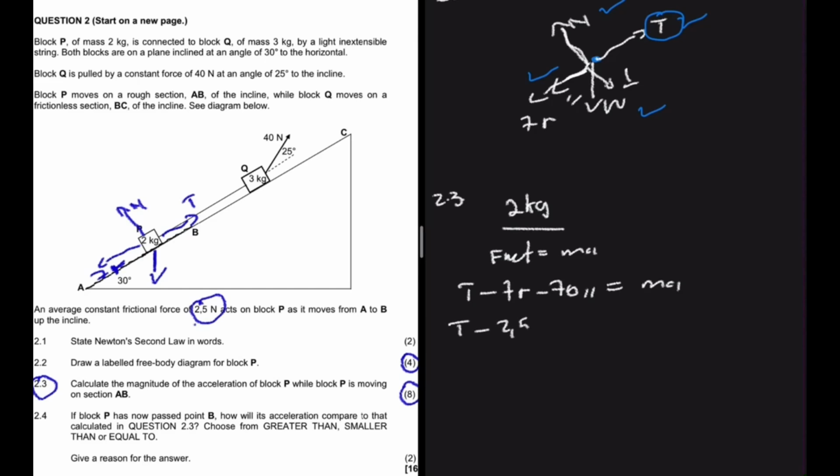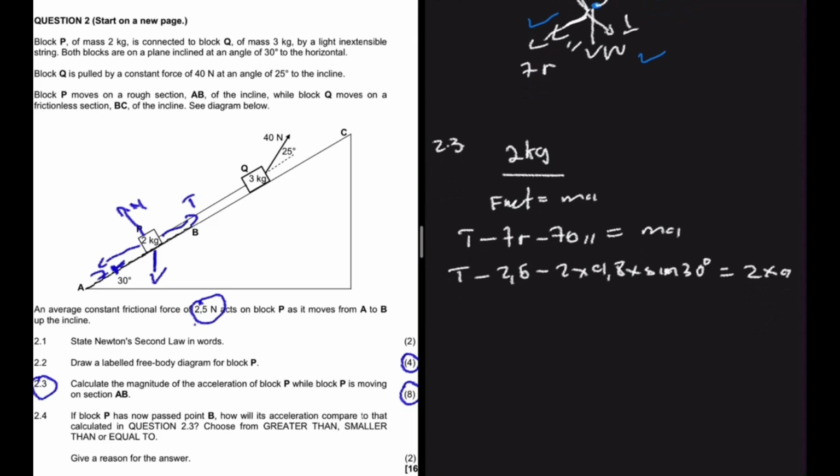So 2.5 and then minus FG parallel. That shouldn't be too difficult, we can calculate that ourselves. It will be the mass, which is 2 kgs, multiplied by gravity, which is 9.8, and then multiplied by sine of 30 degrees, the angle between the horizontal and the inclined surface. And this should be equal to the mass, 2 kgs, multiplied by the acceleration, which we do not know. If we solve the left hand side, we're going to get the tension minus 12.3 being equal to 2a, right?